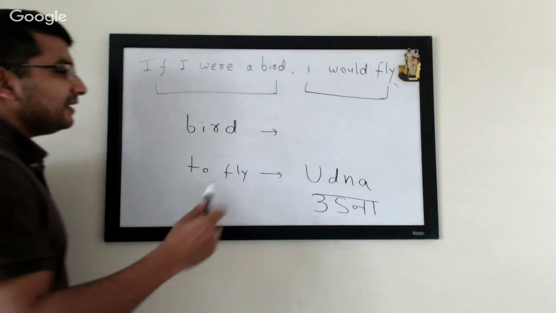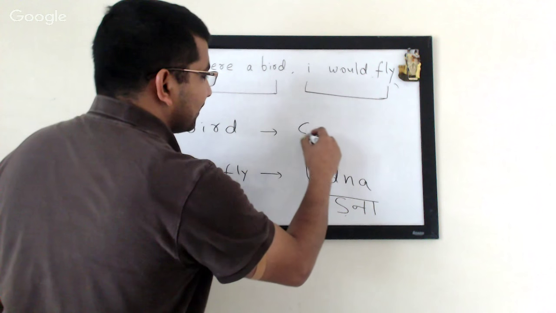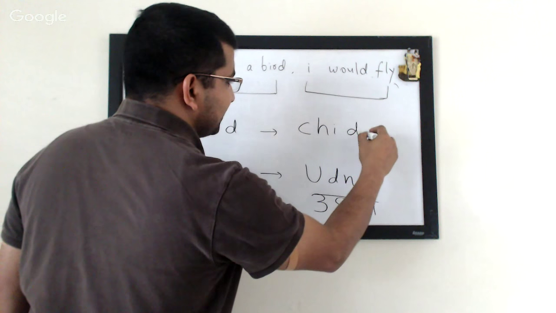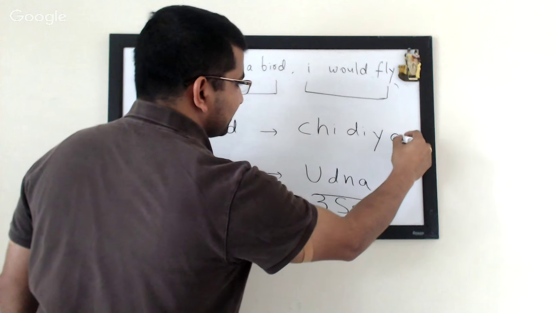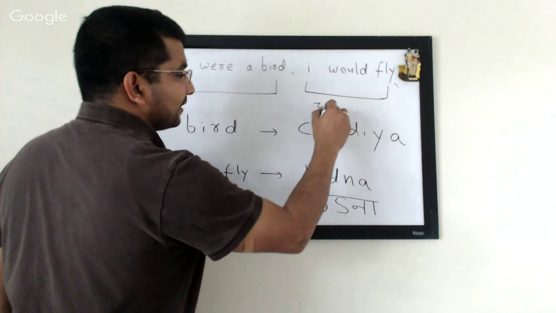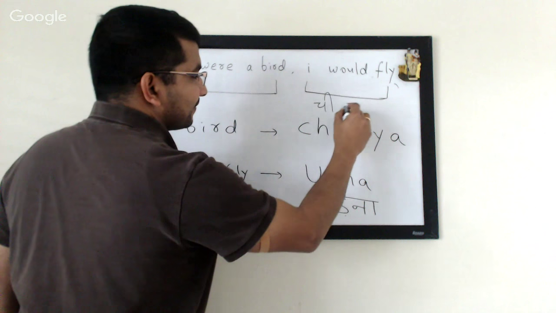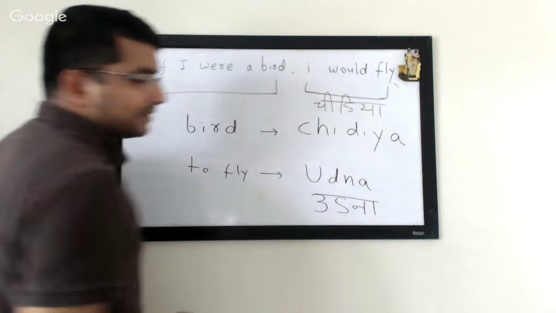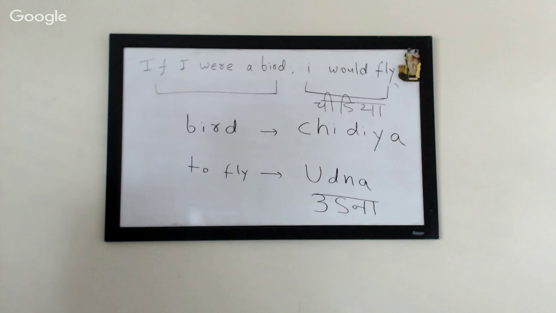Okay. So the bird is chidiya. The way you write it is chi, yeah, chidiya, right? Chidiya. Okay. So first thing is how to write. Let me give you a minute.